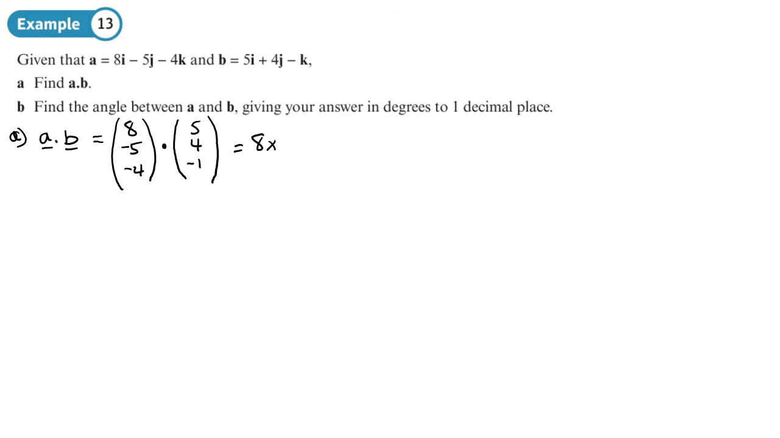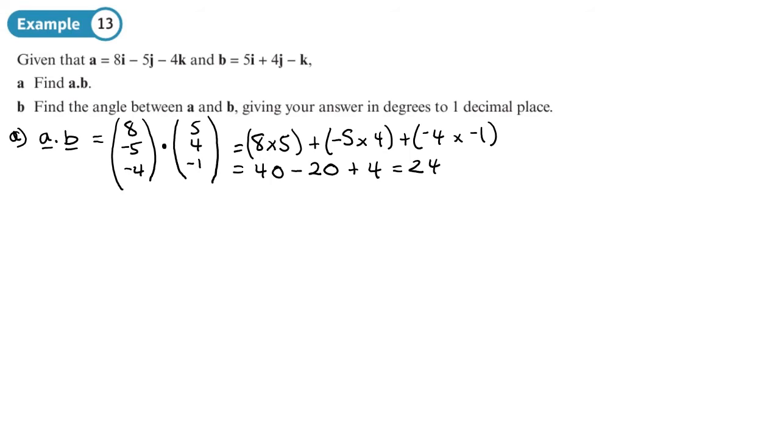So this is going to be 8 times 5 plus negative 5 times 4 plus negative 4 times negative 1. So that will be 40 minus 20 plus 4. So that will be 20 plus 4, which gives us 24. So that's the scalar dot product, or dot product of A and B.